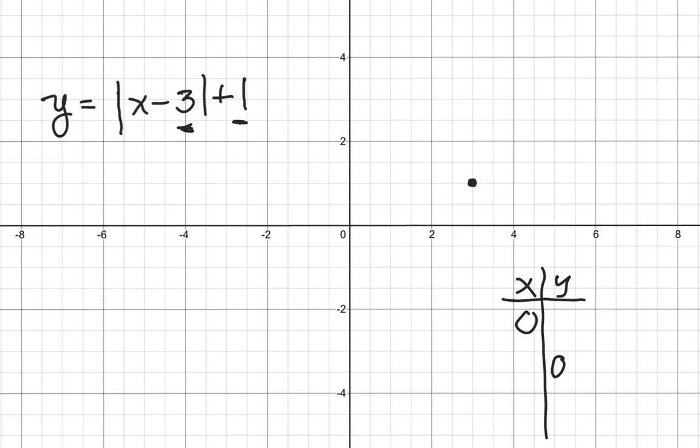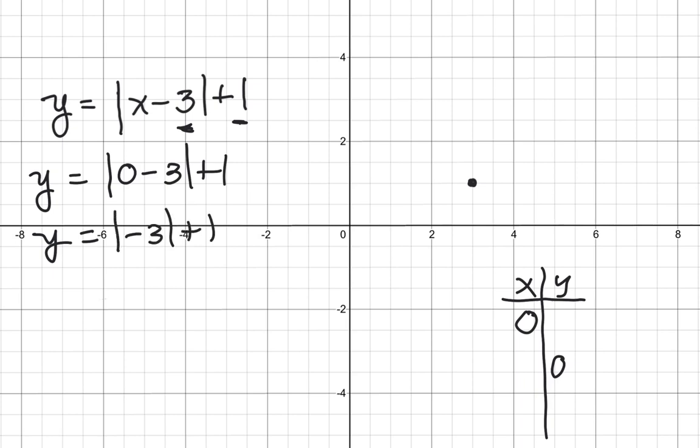If I want to find the y-intercept, the point where it crosses the y-axis, I'm going to substitute 0 in for x. y equals absolute value of 0 minus 3, plus 1, and I'll solve for y. 0 minus 3 is negative 3. The absolute value of negative 3 is 3, plus 1, which gives me a y-intercept of 4. So when x is 0, y is 4, which puts my y-intercept right there.